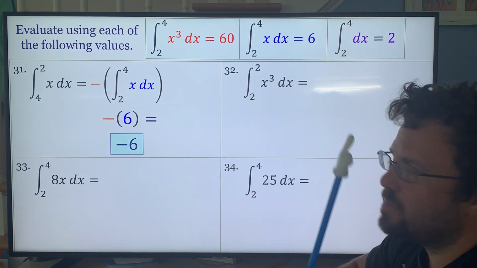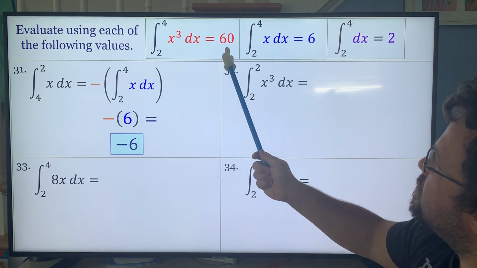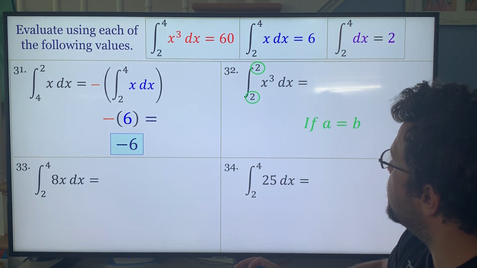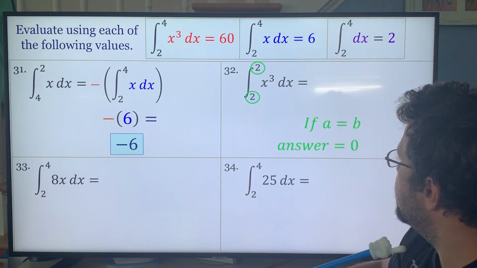What about 32? 32, the answer would be A and B equal, so the answer would be 0.